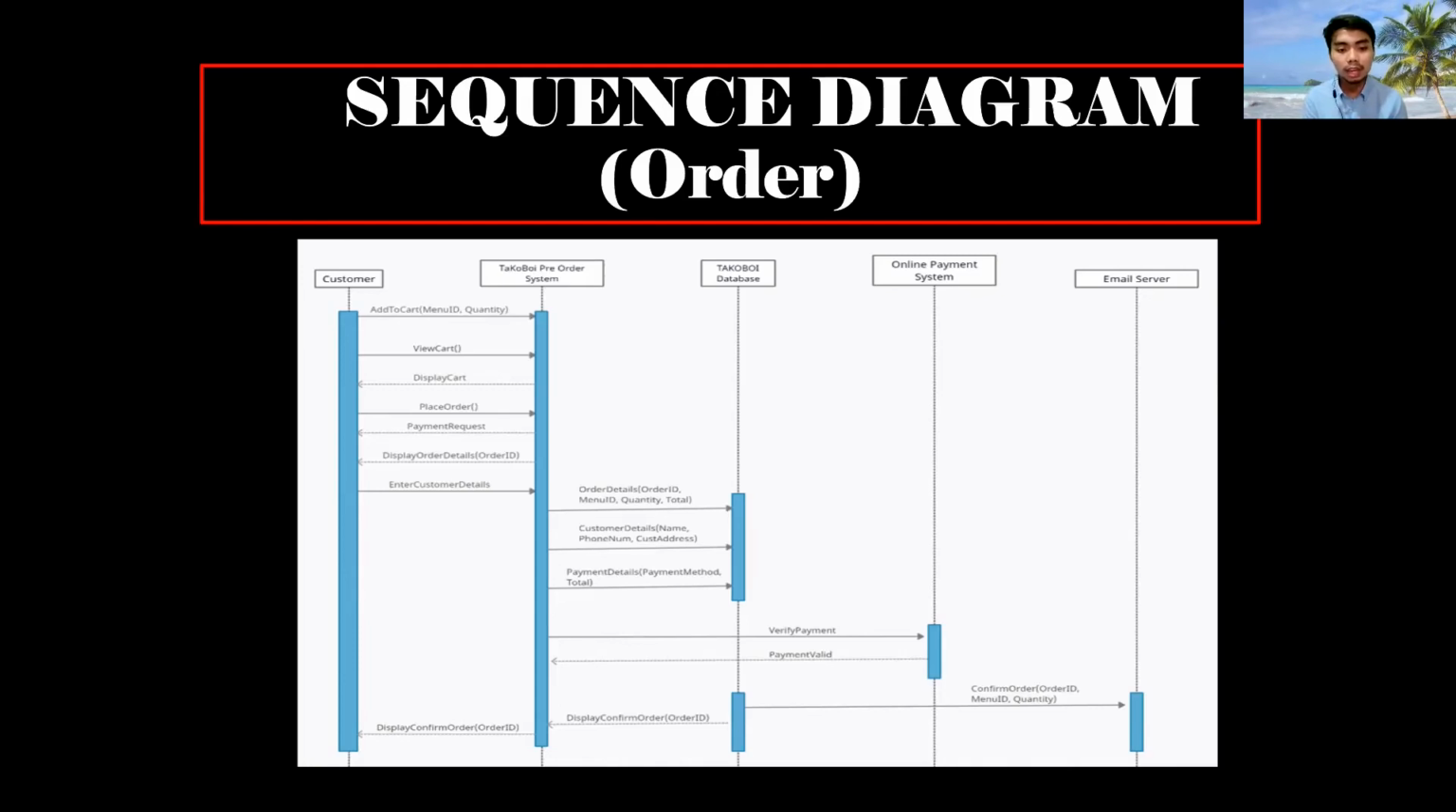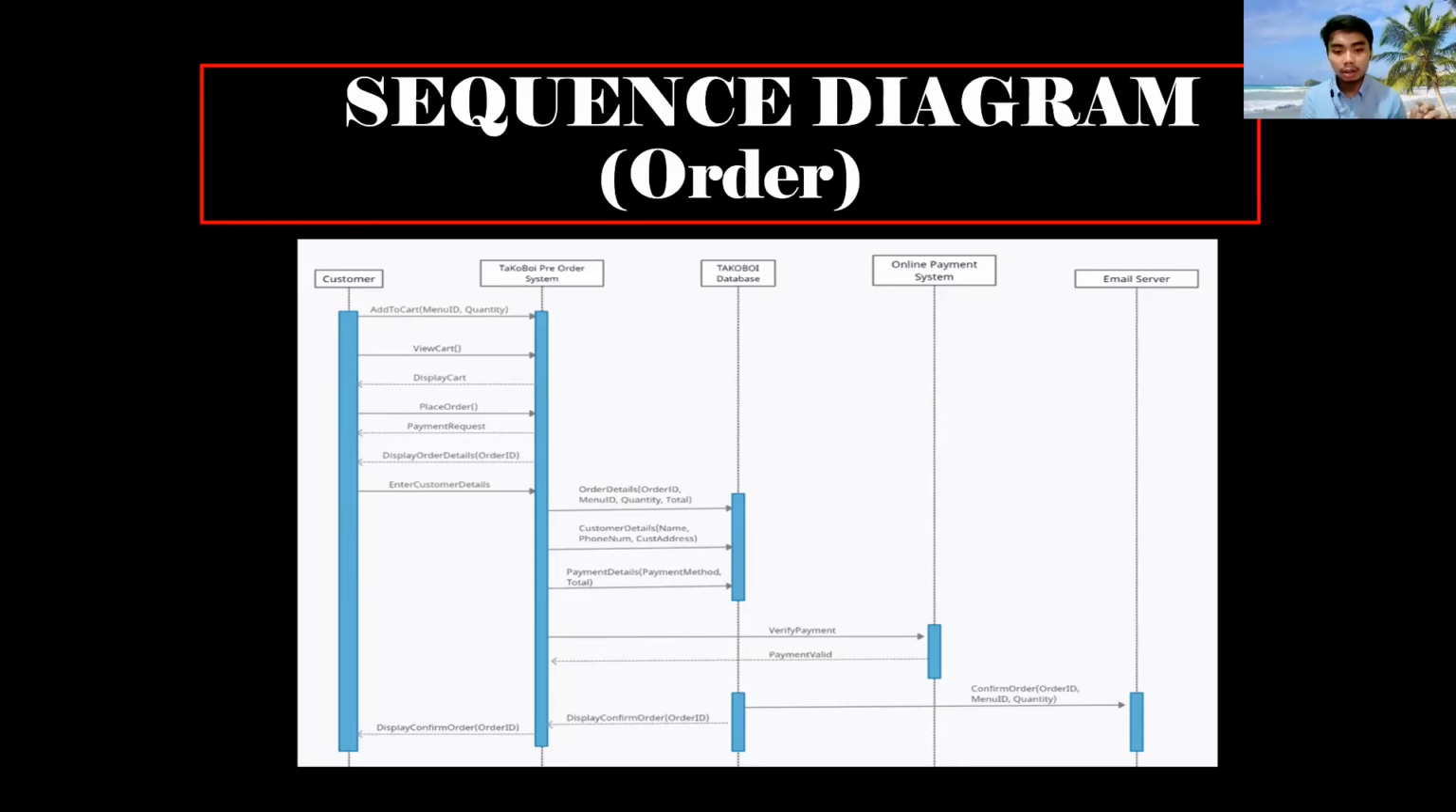So from there, the Takoboi pre-order system will send three things to the Takoboi database. First one is the order details. Second, it is the customer detail. And the third thing is the payment detail. The Takoboi pre-order system will verify the payment.